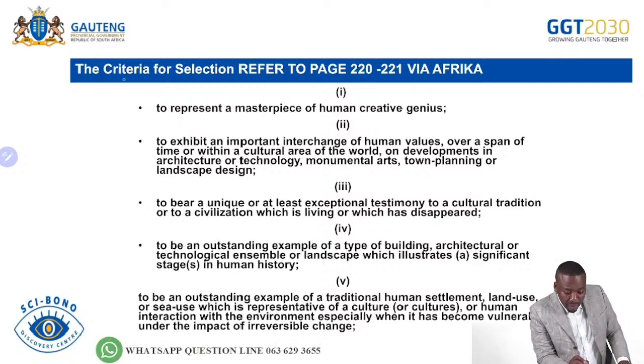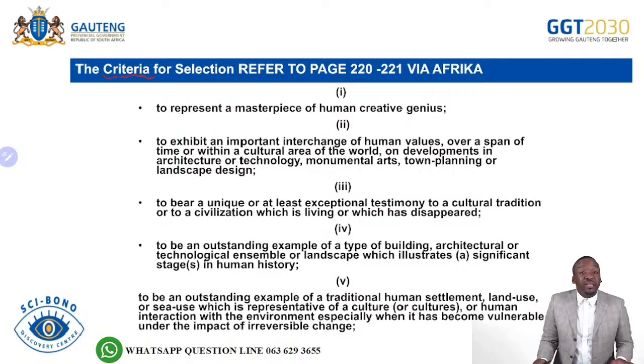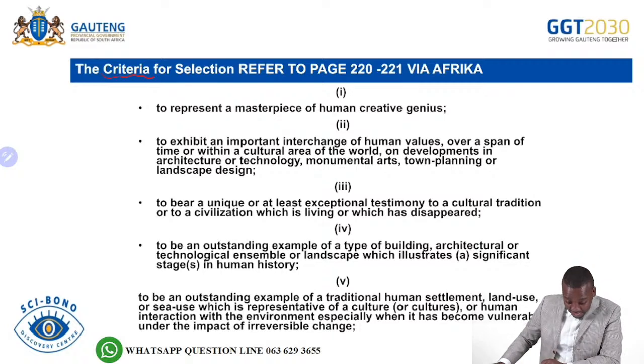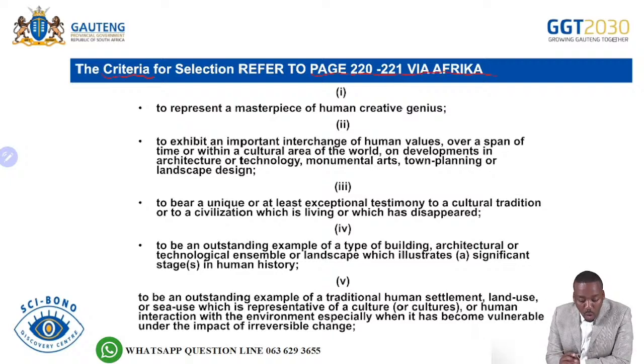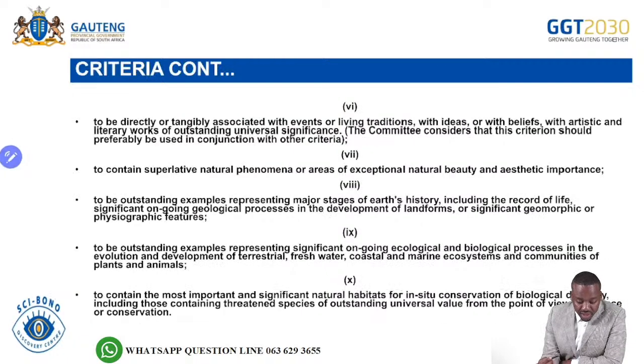Now I'm going to move a bit to the criteria. The criteria, please, if you have the Via Africa textbook, go to page 220 to 221, whereby they are explaining each of the UNESCO criteria that a site must meet. The criteria are written in Roman figures, right? This is 1, 2, 3, 4, 5. Then the next slide, we've got 6, 7, 8, 9, and 10.